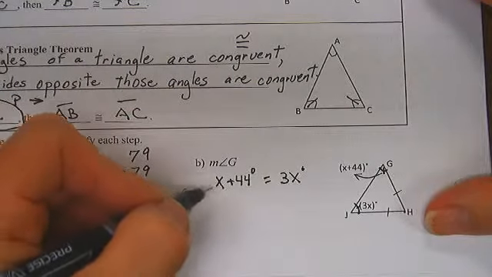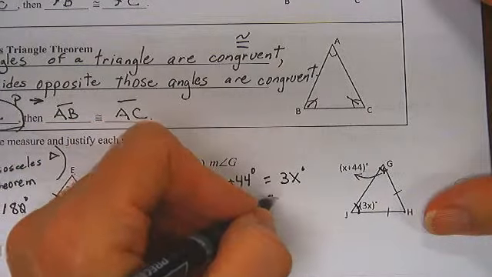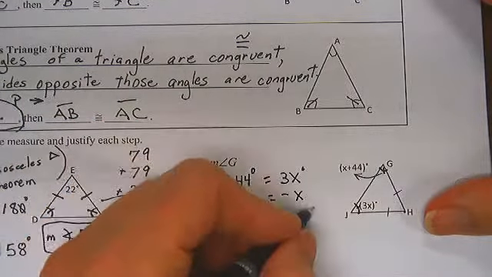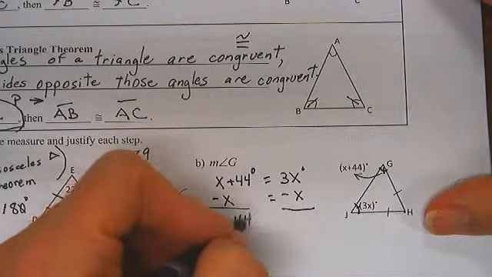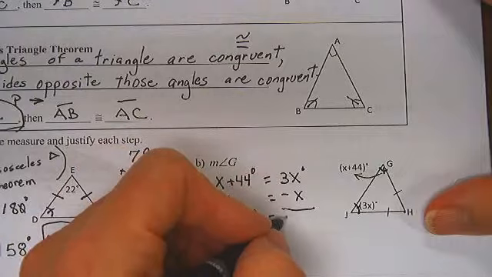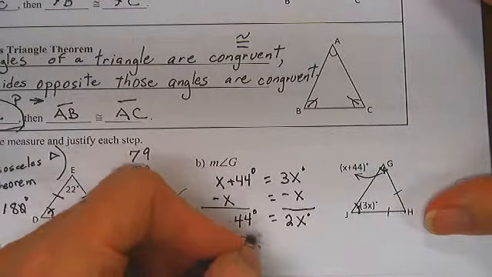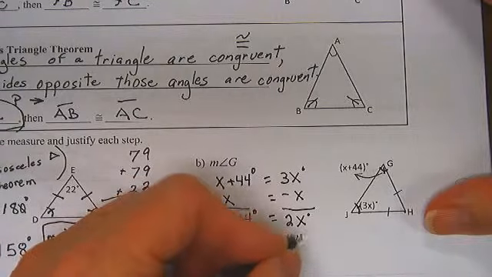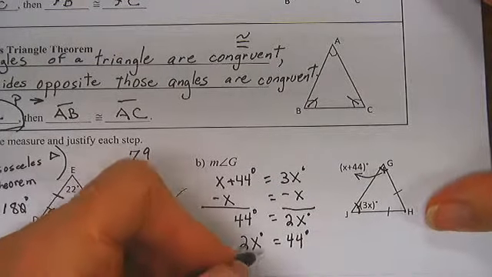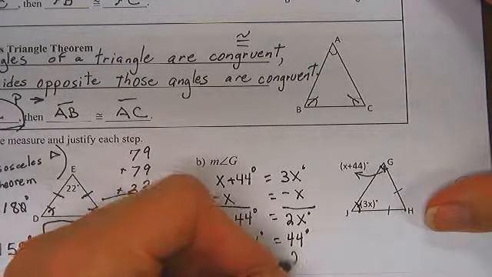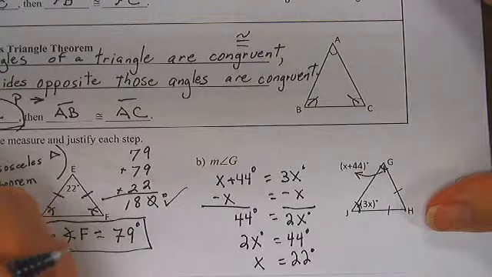Now I subtract x from both sides. That will leave me with 44 degrees is equal to 2x. Well, if 2x equals 44 degrees, what does 1x equal? 1x is going to equal 22 degrees. Am I done? Oh, no.